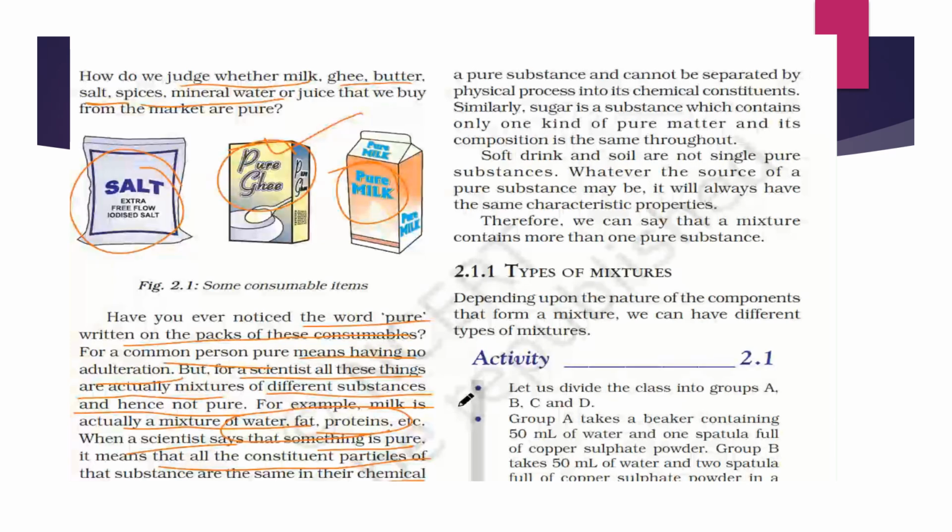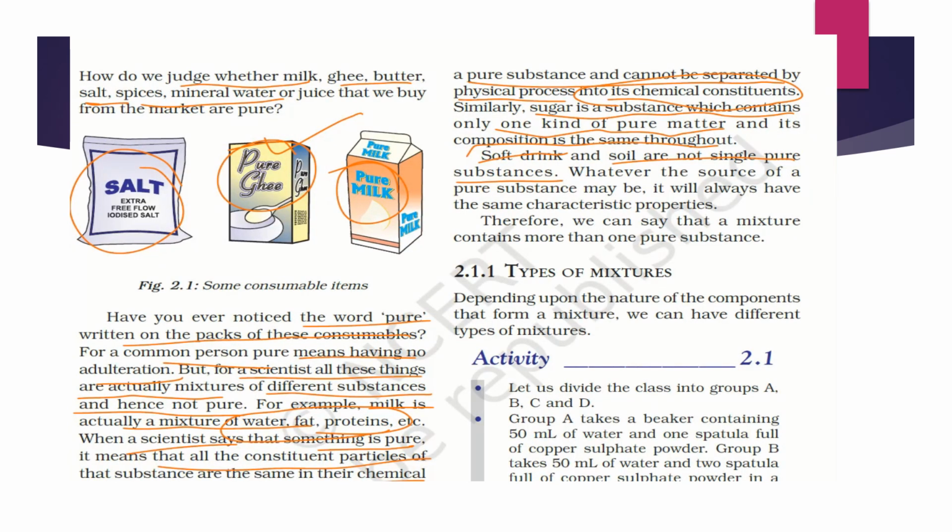Now, we can say that a pure substance cannot be separated by any physical process into its chemical constituents. It was a mixture, a salt and water solution. In the case of a pure substance, it cannot be separated by physical processes. Similarly, sugar is a substance which contains only one kind of pure matter. Its composition is the same throughout. It is not a combination of anything, right? So it's a pure substance. Whereas soft drink and soil are not single pure substances. Is it clear? Now, whatever the source of a pure substance may be, it will always have the same characteristics. If you are telling that sugar is pure, then sugar from any source will have the same characteristics.